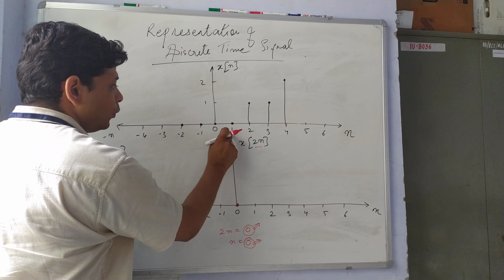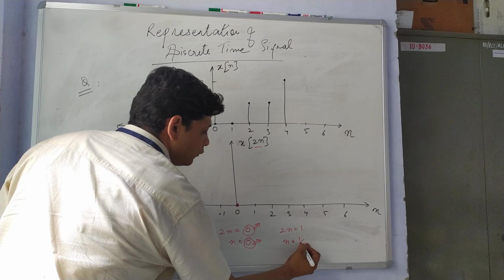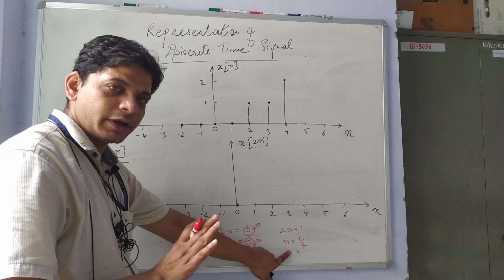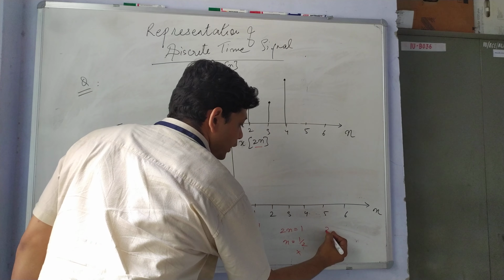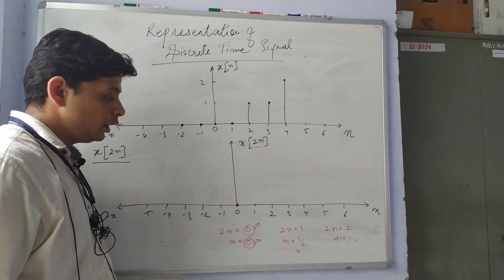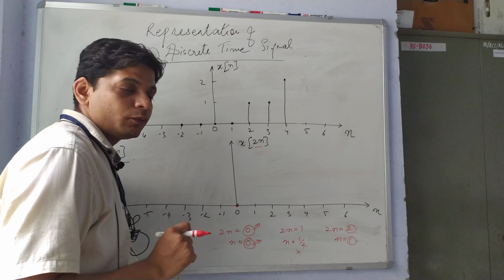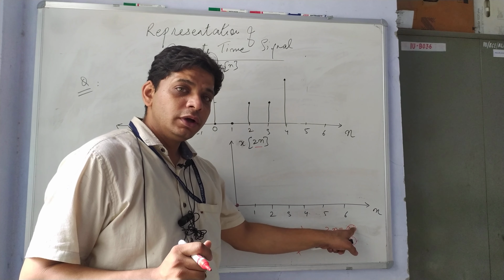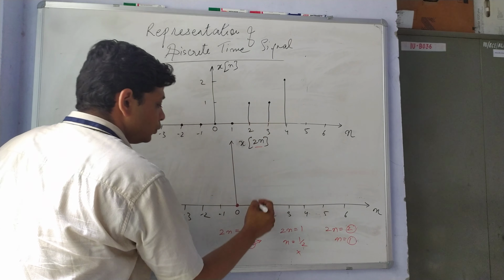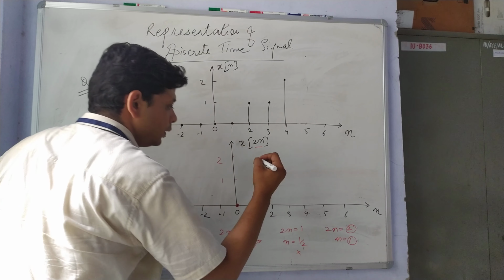Then 1: 2n equal to 1, so n will be equal to 1 by 2. We cannot take this because this is a fractional part. Leave it. Then 2: 2n equal to 2, n will be equal to 1. So whatever value was earlier at 2, the same value will now be at 1. What was the value at 2? At 2 it was 1, so at 1 it will now be 1.